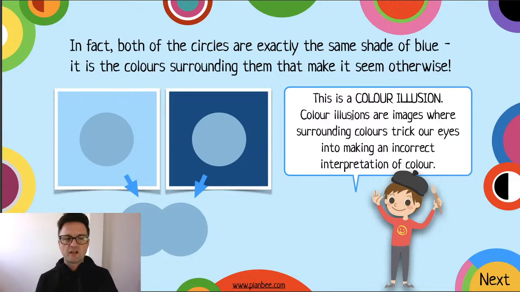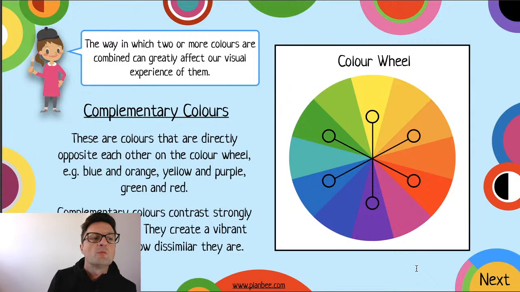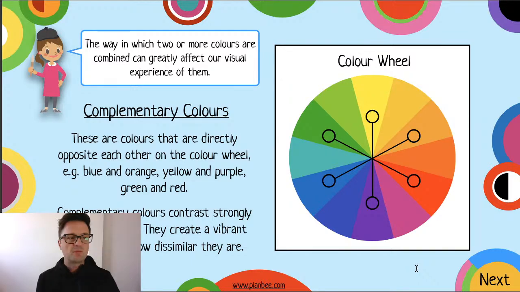This is a colour illusion. Colour illusions are images where surrounding colours trick our eyes into making an incorrect interpretation of that colour. And the way in which two or more colours are combined can greatly affect our visual experience of them. This is something that Sonia Delauney played with a lot.